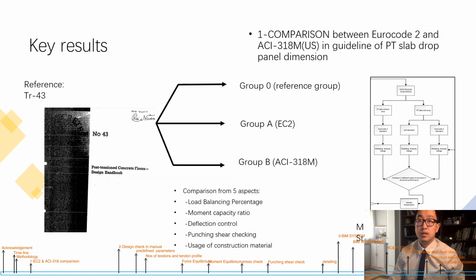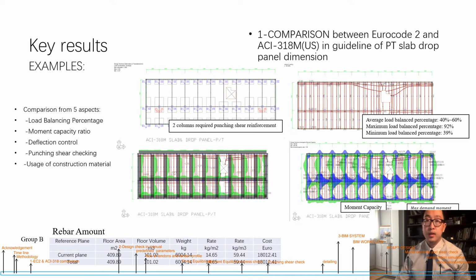The result comparison will be based on five aspects: the load balancing percentage, moment capacity ratio, deflection control, punching shear checking, and the usage of construction materials such as the concrete volume, steel amount, and steel weight. The software that I use to model this PT slab is called ADAPT-Builder and ADAPT-PT/RC. This software is specially used for post-tension slab design.